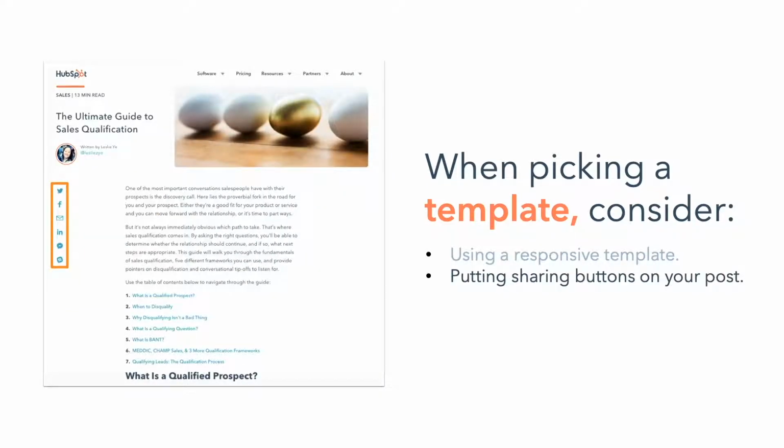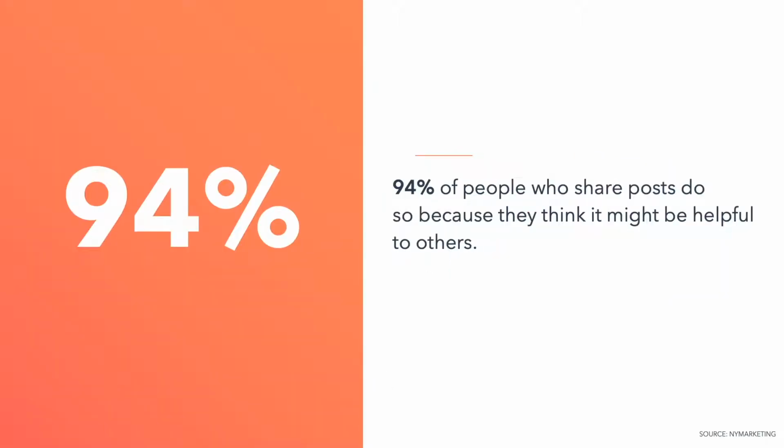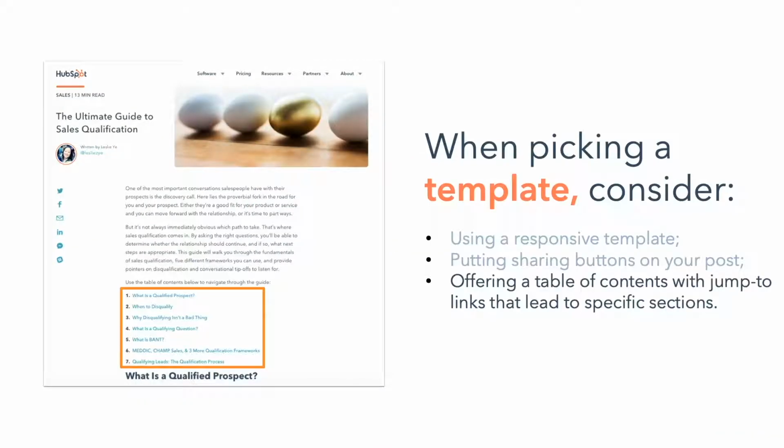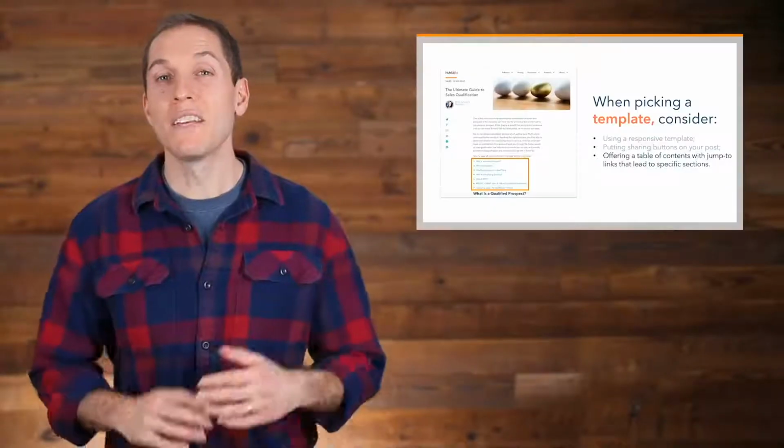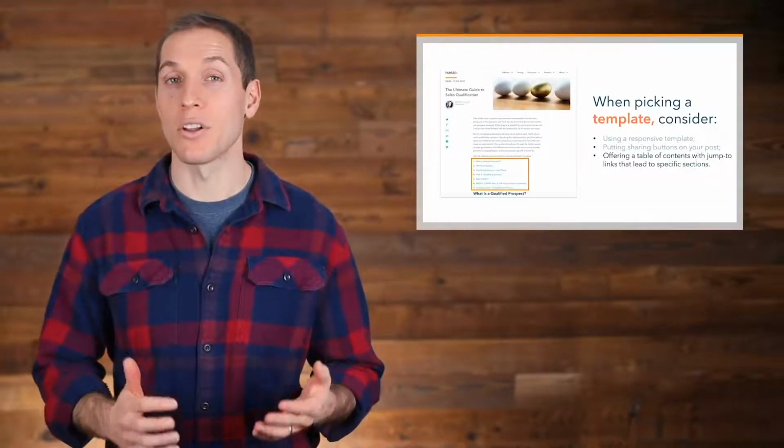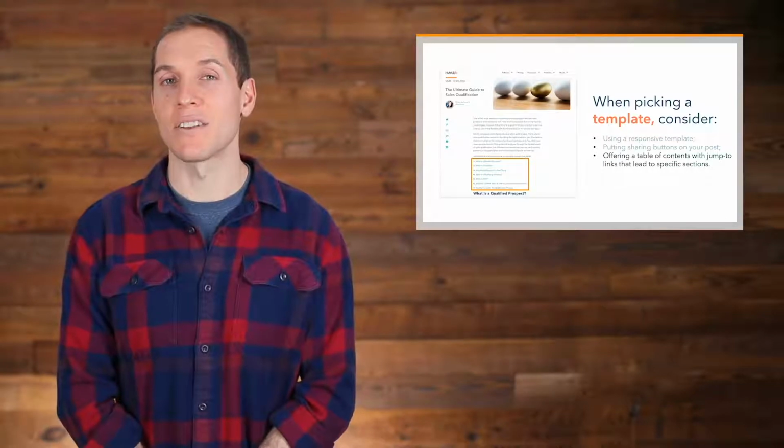Second, putting sharing buttons on your posts, including social media, email, and so on. 94% of people who share posts do so because they think it might be helpful to others. And third, offering a table of contents with jump-to links that lead to specific sections in your post. This will enhance the reader's experience as it'll allow them to skim your page's content easily.